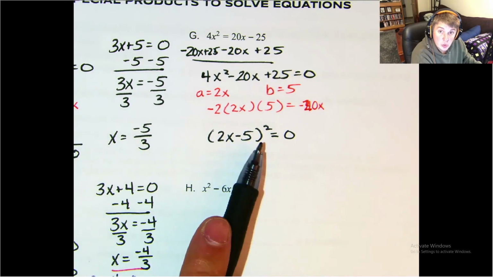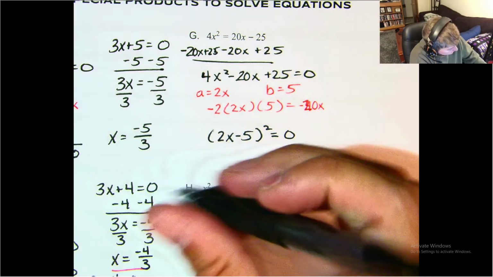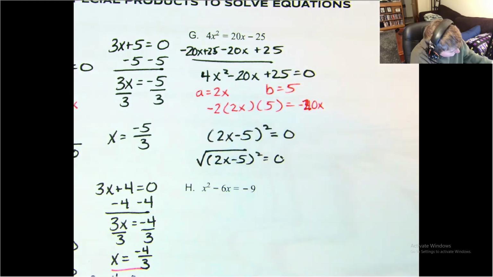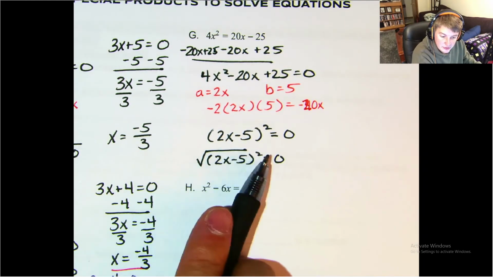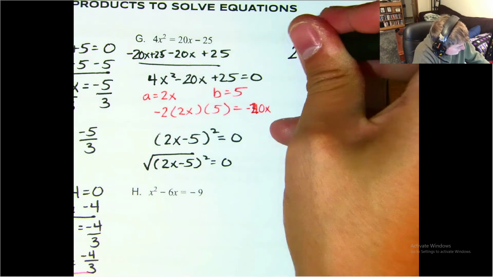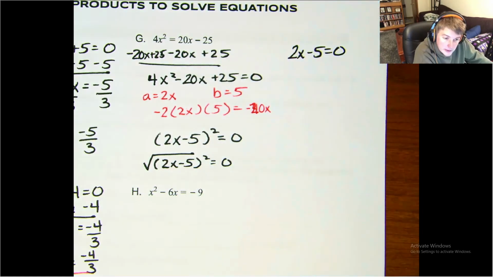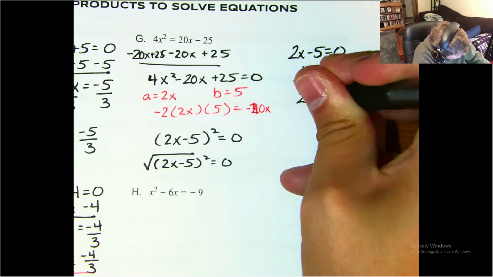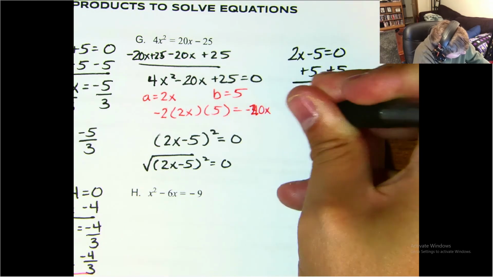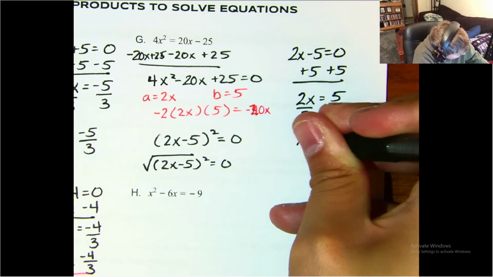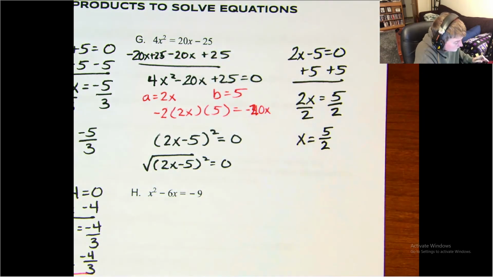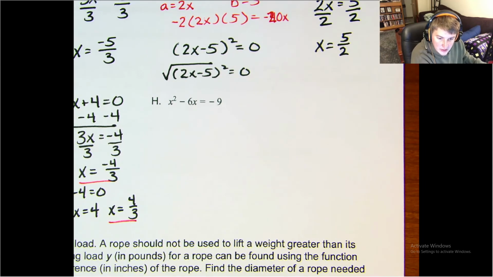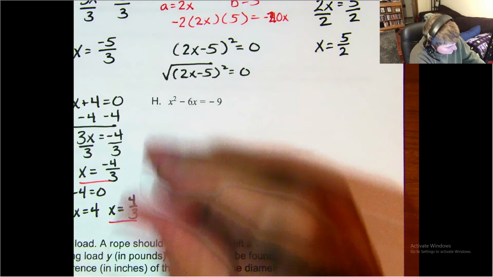I'm going to undo squaring by square rooting. Okay, squaring and square rooting are going to undo each other. So I am just left with 2x minus 5 is equal to 0, which then I would add 5 to each side to get 2x is equal to 5, and then divide by 2 to get x is equal to 5 halves. Okay, h. Here looks like to set equal to 0, I'm going to add 9 to each side.